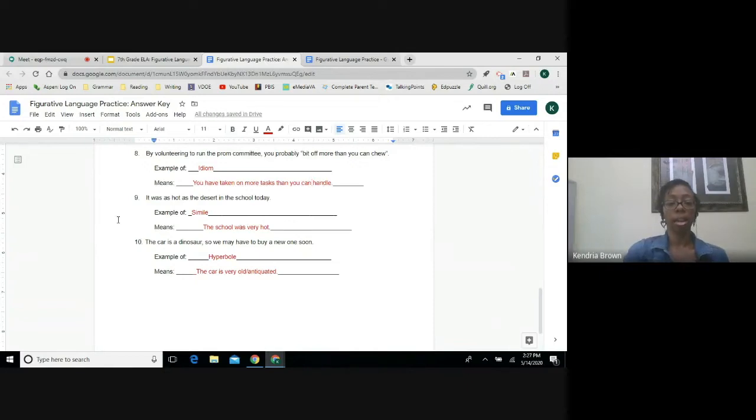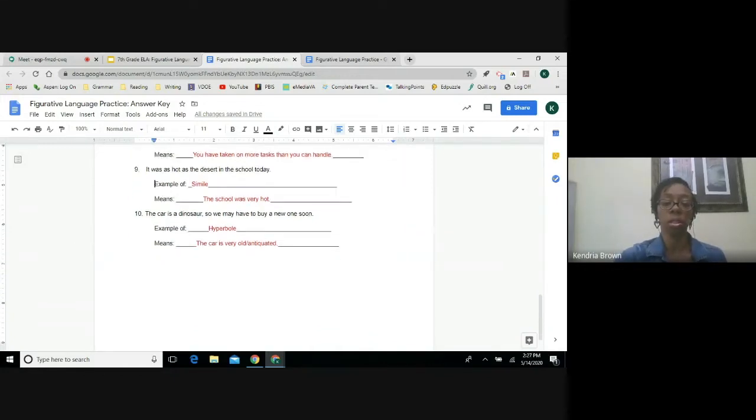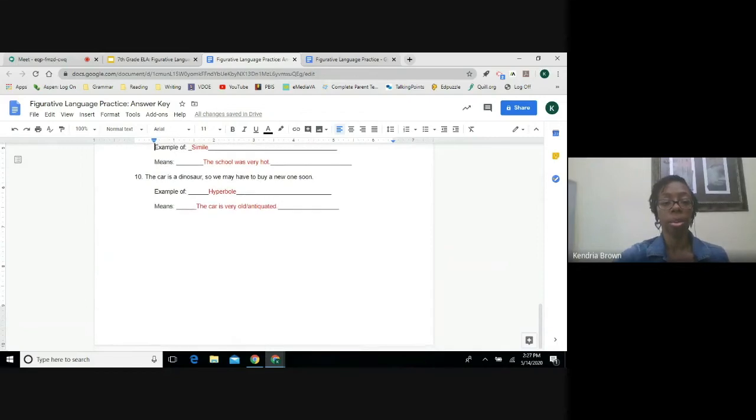Number 9, it was as hot as the desert in school today. That is an example of a simile, and it means that the school was very hot. School building, that is. And number 10, the car is a dinosaur, so we may have to buy a new one soon. That is an example of a hyperbole, and it means that the car is very old or antiquated, which is another word for old.